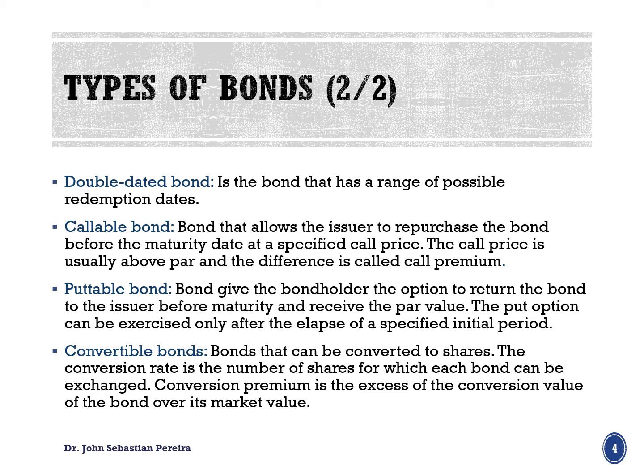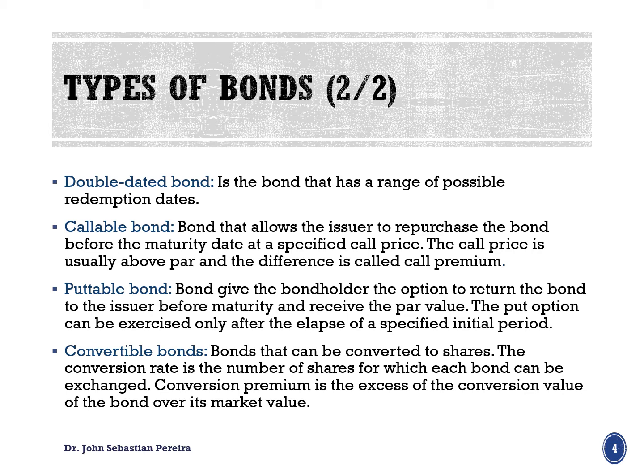There are also bonds with put options enabled. Put is a right to sell. So it gives the investor or the bondholder the option to return the bond to the issuer before the maturity date and receive the par value. The put option is exercised only after an initial specified time has passed.